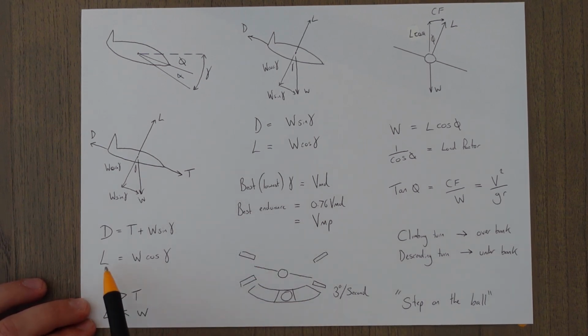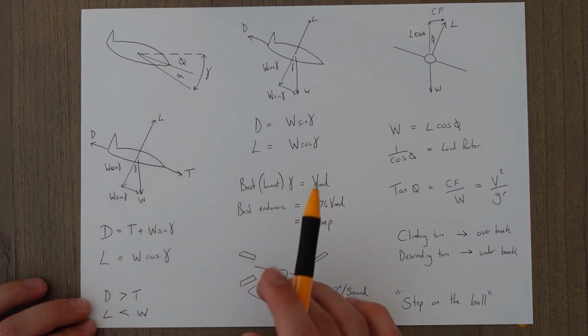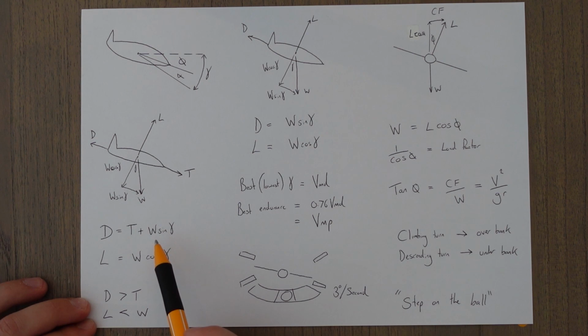Lift is less than the weight because the lift is only a proportion of the weight here. If we do all these rearrangements, we can find out that the angle for our descent is dependent on the drag and the thrust. We want to have as much drag as possible and as little thrust.